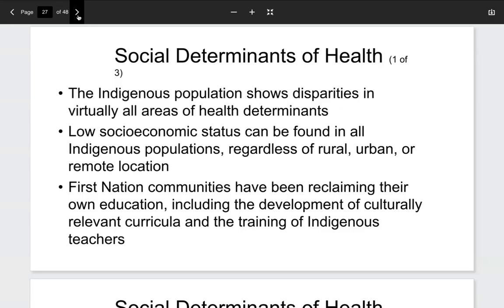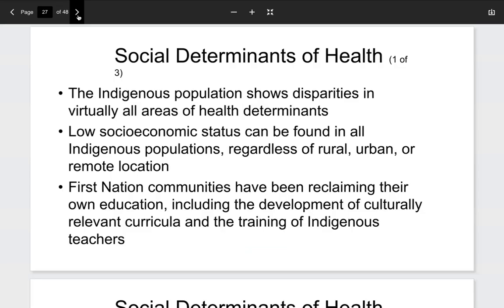So the Public Health Agency of Canada has the determinants of health that do affect all Canadians. Indigenous peoples organizations and their researchers have actually identified additional determinants of health that specifically affect the Indigenous people. And that's what we're going to talk about today. So, for example, regardless of Indigenous populations living in rural, urban, or remote locations across Canada, low socioeconomic status can be found in all of these populations.